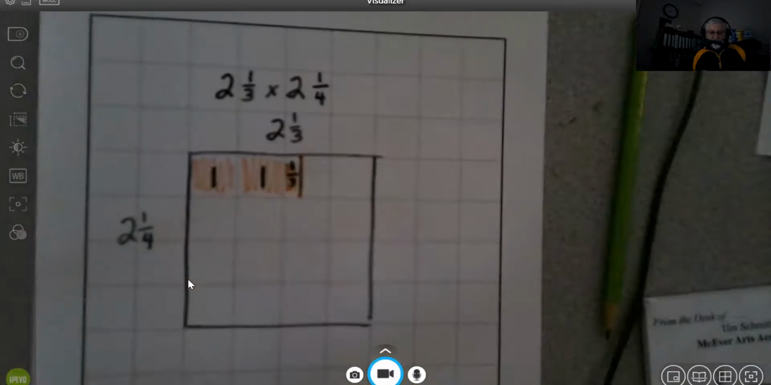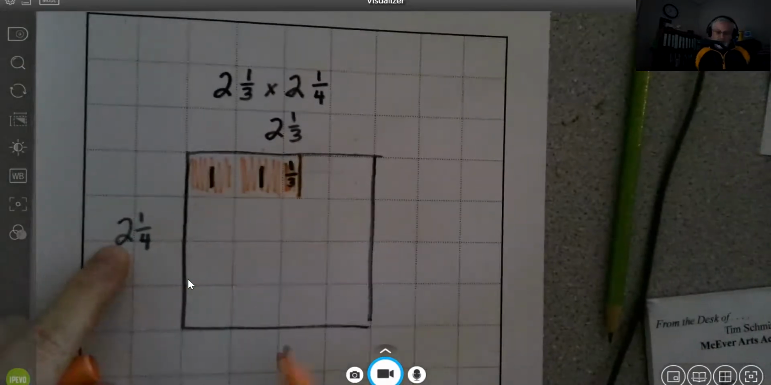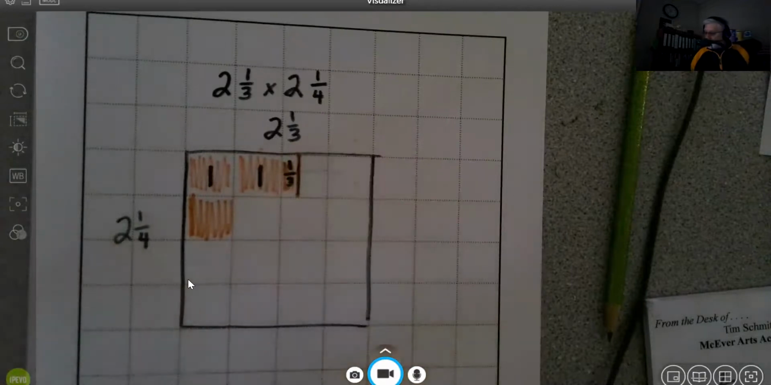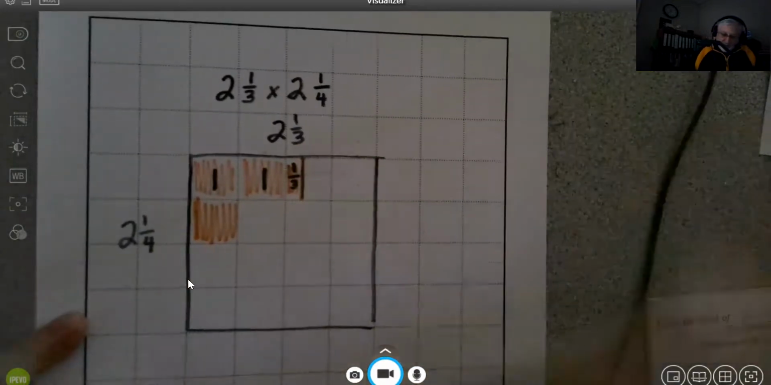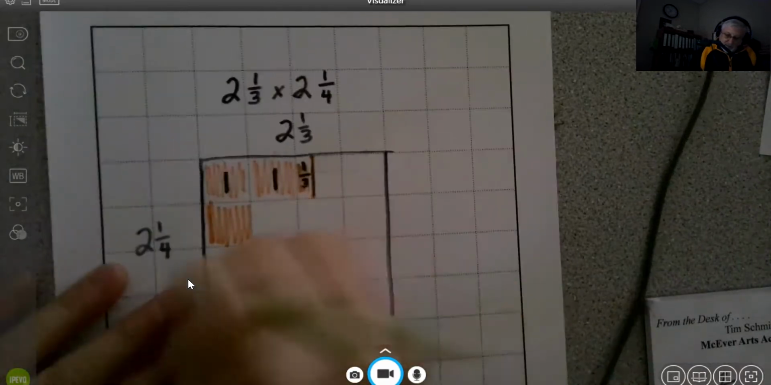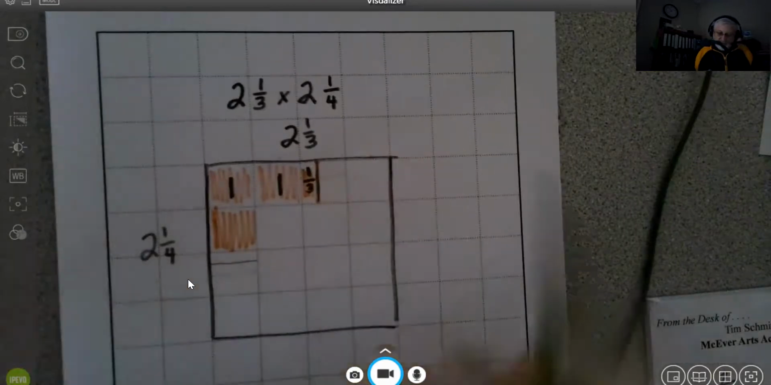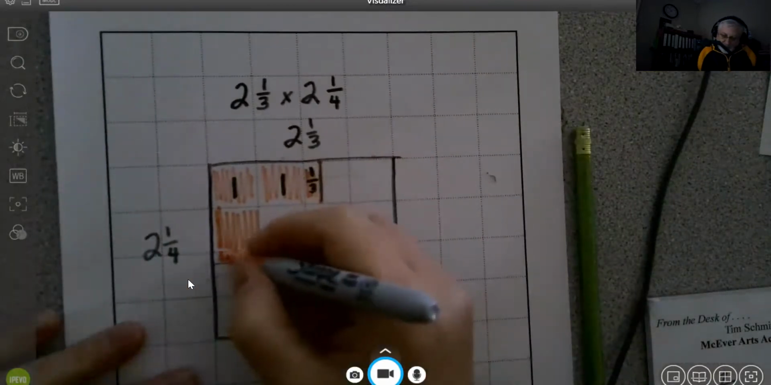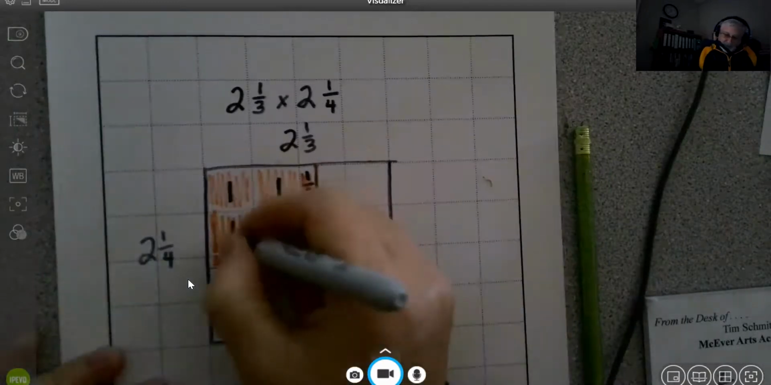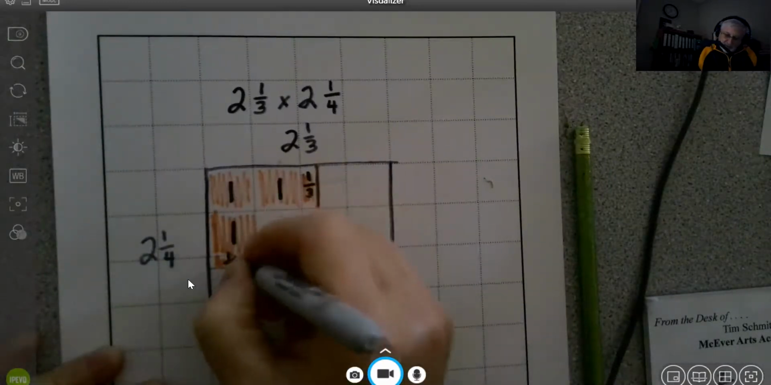Okay. Now going down, I have 2 1/4 right here. So that's 1 whole, 2 wholes, and now I want to shade in 1/4. Well, I know that I can shade in 1/2, and then half of that half is 1/4. And this is 1/4. Okay. So I know that this is a whole, and this is 1/4.